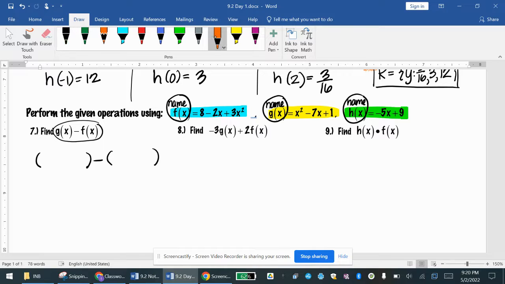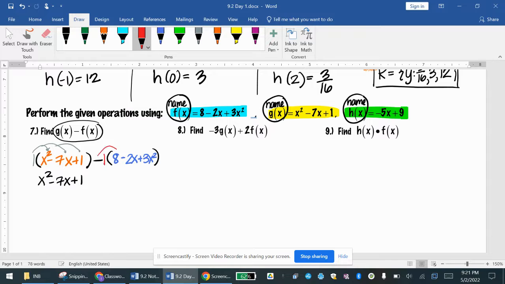So g of x vale x cuadrada, right? Minus 7x plus 1. And f of x is 8 minus 2x plus 3x squared. So in subtraction, the first polynomial just has a 1 in front, so you're just going to distribute a 1, but everything stays the same. Cuando multiplicas por uno, right? When you multiply by 1, everything stays the same.